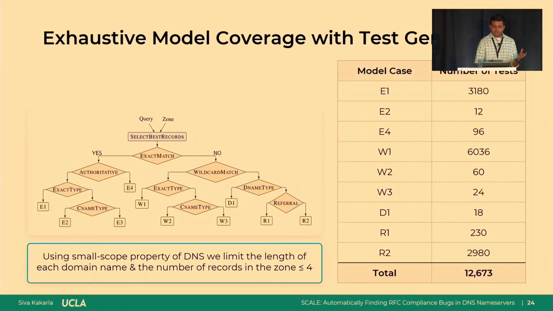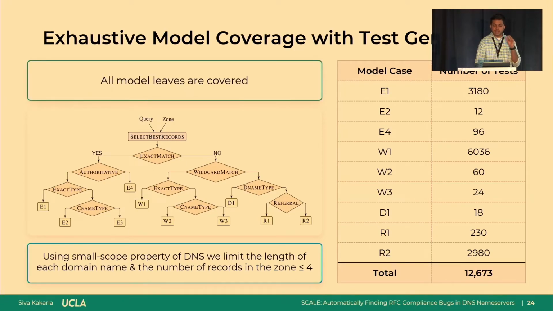There were around 12,600 tests for this bound. These tests are exhaustively covering the model, that is, these are all the possible paths in the model for that bound. And at length 4, each leaf is covered by at least one test, validating the small scope property.